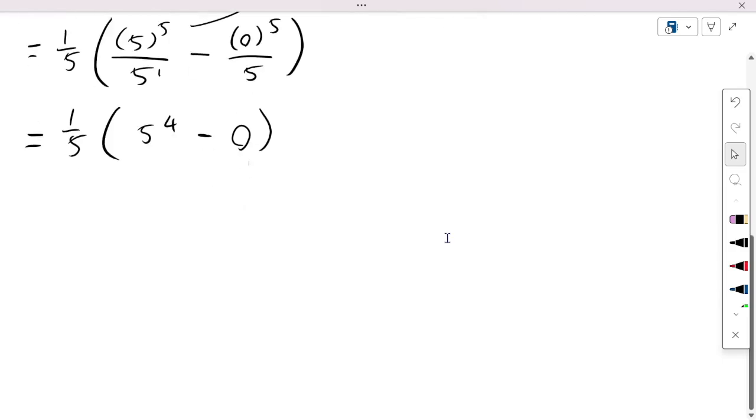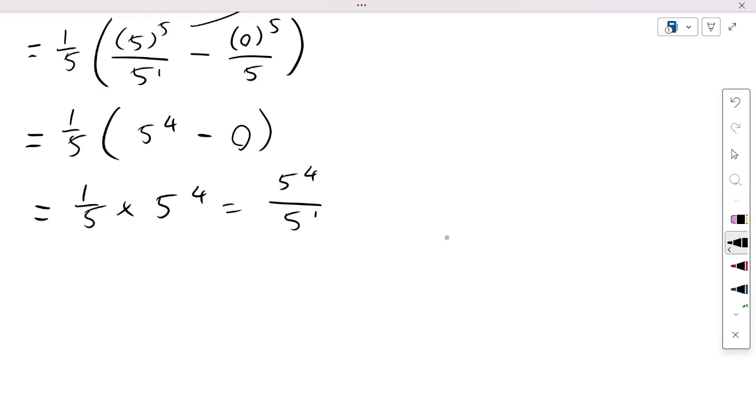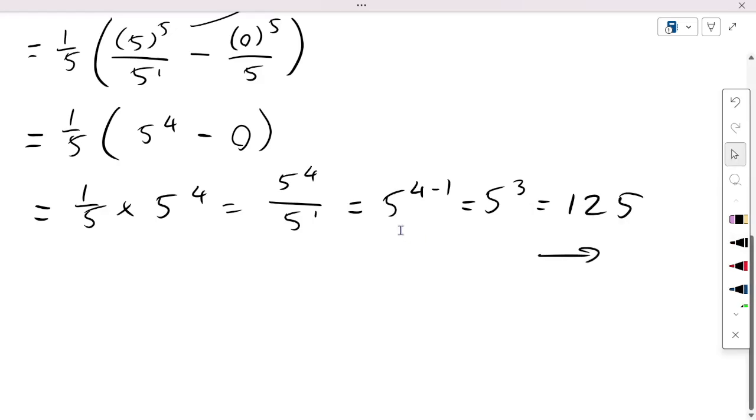Therefore this will give us the following, right? We have 1 over 5 multiplied by 5 to the power of 4, which we can actually write as 5 to the power of 4 divided by 5 to the power of 1, which will give us 5 to the power of 4 minus 1, which is equal to 5 to the power of 3, which is equal to 125. And that is our answer for this one over here.